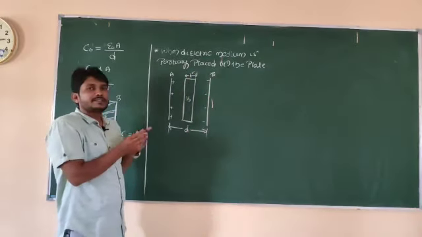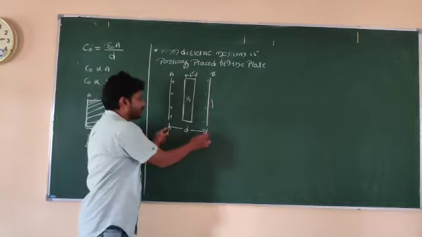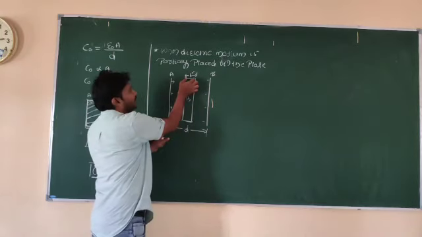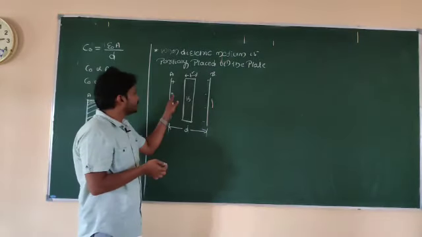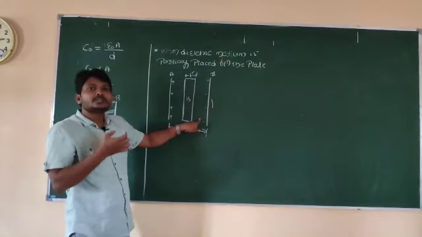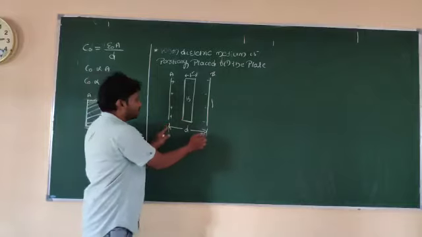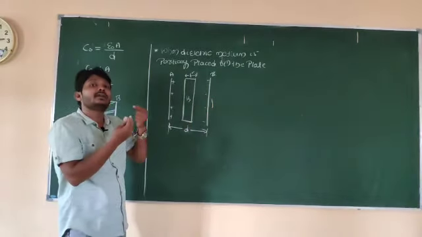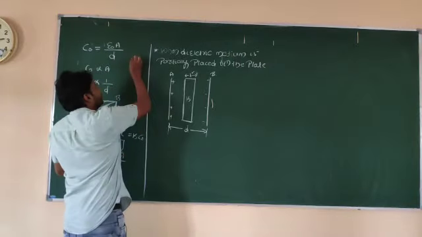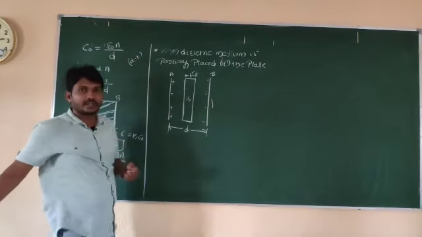Now what is the remaining space here? Air space. For example, this distance is d and this distance is t. How much space is remaining? In this space air is present. So this distance is t, and the remaining space occupied by air is d minus t here. Did you get my point?